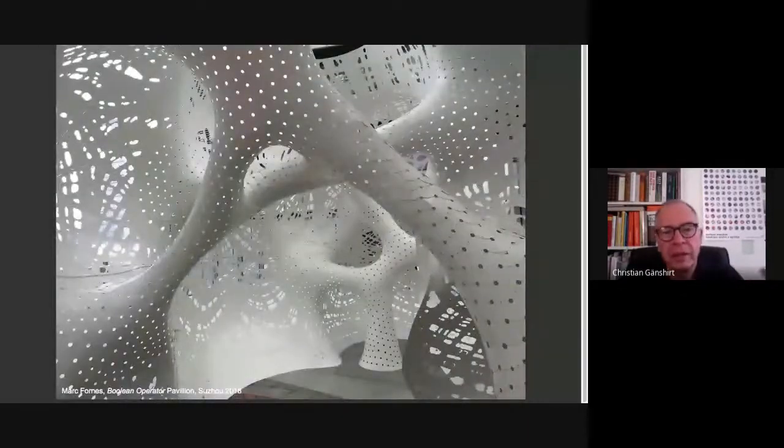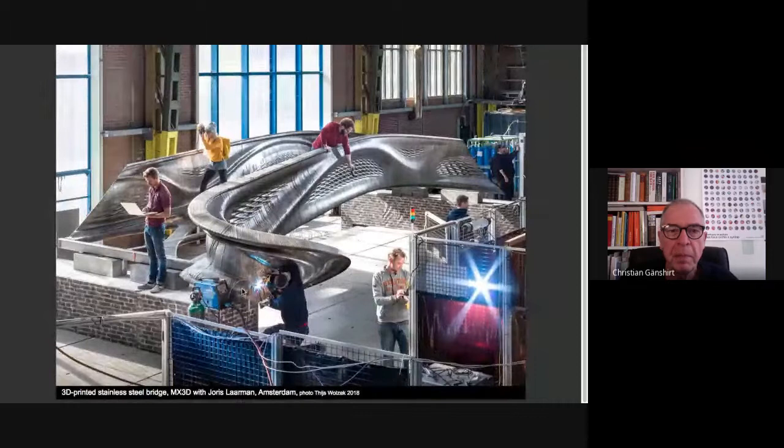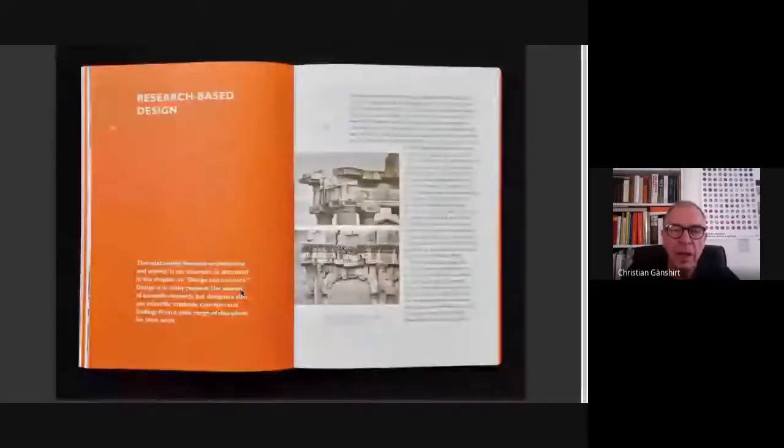Same building from the inside, look how beautiful it can be, how amazing. And it's also amazing how the digital tools now change our way of production. So this is a bridge printed of stainless steel in Amsterdam. So that's how far we can go today. Everything can be 3D printed now.